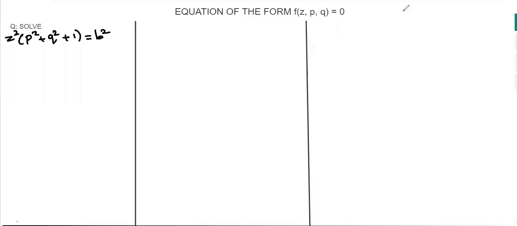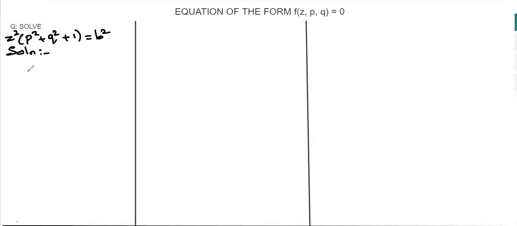Hello students, now I have taken the topic as equations of the form f(z, p, q) equals 0. Here it consists of z, p, q, and I have taken the question as z square times (p square plus q square plus 1) equals b square. So this b is a constant. If a constant is also involved, you can proceed in this format. So what is your solution?